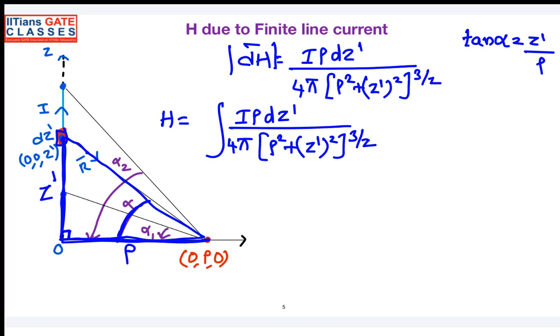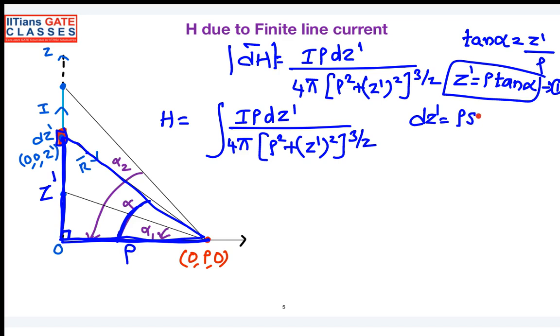So using this, z prime is equal to rho tan alpha. This is your equation 1. In that case, dz prime becomes, you can differentiate that, rho into secant square alpha into d alpha. So I was converting the variable z in terms of angle. It is very easy for me, because once you convert z into angle, when you are integrating you can integrate from the lower angle to the upper angle. The lower angle is alpha 1 and the upper angle is alpha 2. So I was doing the transformation of the variable by using this trigonometry.